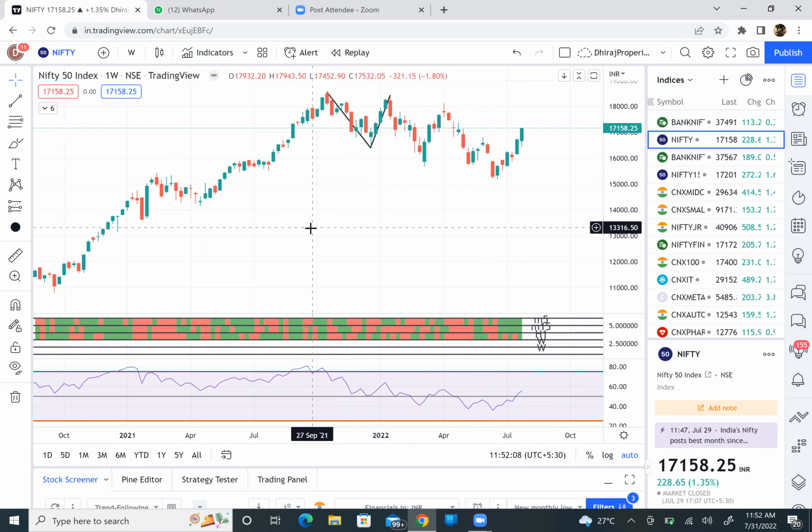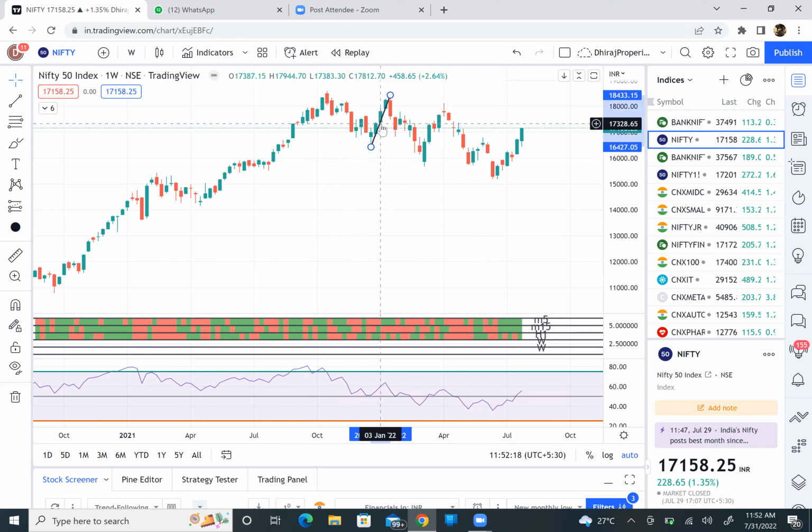What is clear? We are in a downward slope. Is that clear? Can you guys see from here? Yeah, I can see it. We are in a downward slope.